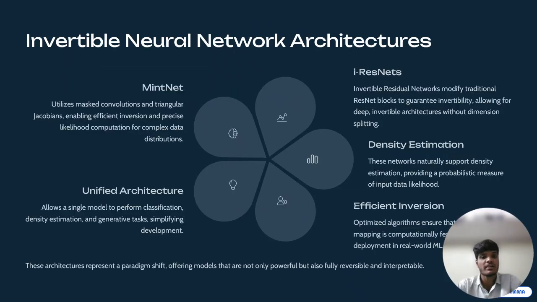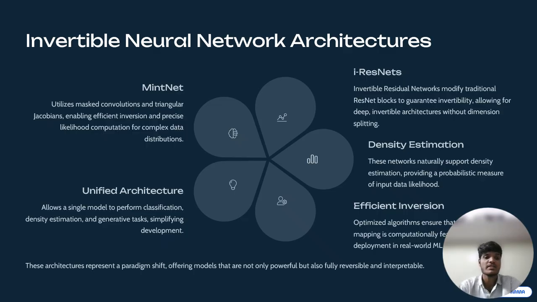Next, invertible neural network architectures. First, MintNet and i-ResNets: density estimation, efficient inversion, and unified architecture. These are some of the architectures of invertible neural networks. First, MintNet. MintNet utilizes masked convolutions and triangular Jacobians, enabling efficient inversion and precise likelihood computation for complex data distributions. Next, i-ResNets. Invertible residual networks modify traditional ResNet blocks to guarantee invertibility, allowing for deep invertible architectures without dimension splitting.